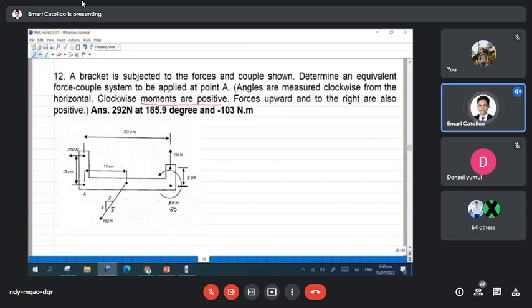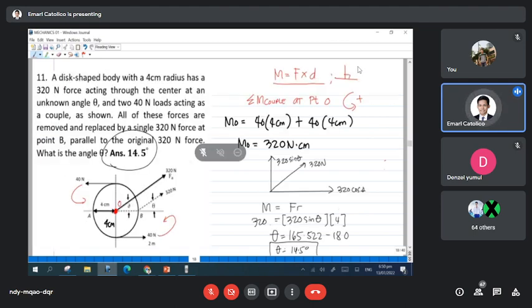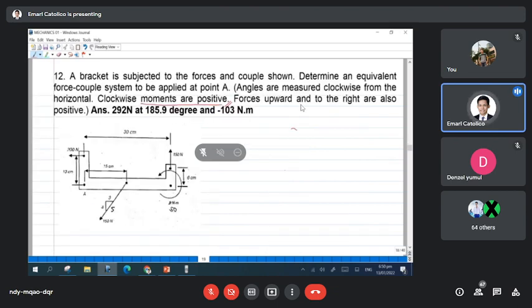Kasi pag hindi mo consider yan, like for example, ginawa mo is yung nasa number 11, no? Na yung counterclockwise natin is positive. So pag tinignan mo sa choices yan, no? Malilito ka, baka ang kunin mong value is yung negative 10 kasi iba yung designation mo ng sign ng moment. So kung ano yung nakasaad dyan sa problem, yan yung susundin mo. Okay? So clockwise are positive, forces upward is positive, and forces to the right are positive.